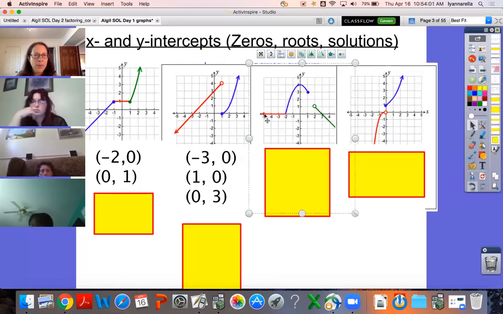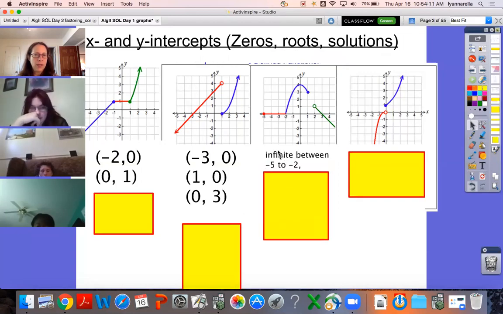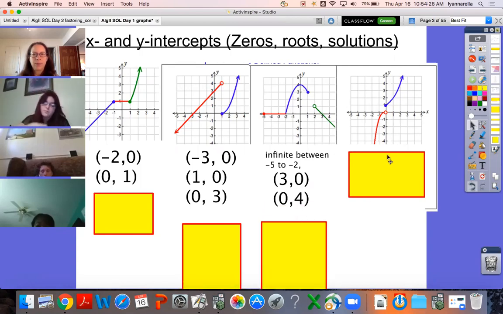Now for this one, you can see that all the way from -5 to -2, it's on top of the x-axis. So rather than just list the points -5, -4, -3, and -2, I just said there's an infinite number of x-intercepts between -5 and -2. So all the little spots in between also count. And then you see over here, there's another x-intercept at 3. Okay, and then the only y-intercept is at 4. So it's (0, 4).